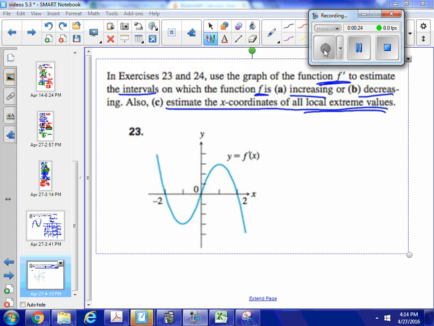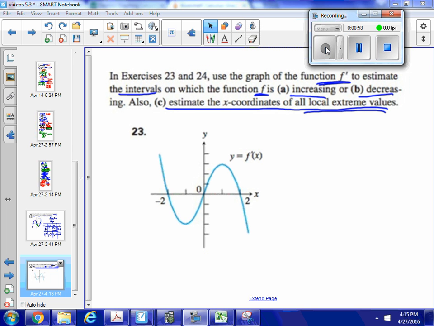So if I have a function different than what I'm drawing right here, let's call this my function f. My derivative is positive here, 0 there, and negative there, and 0 there, and positive there. So that's my derivative.